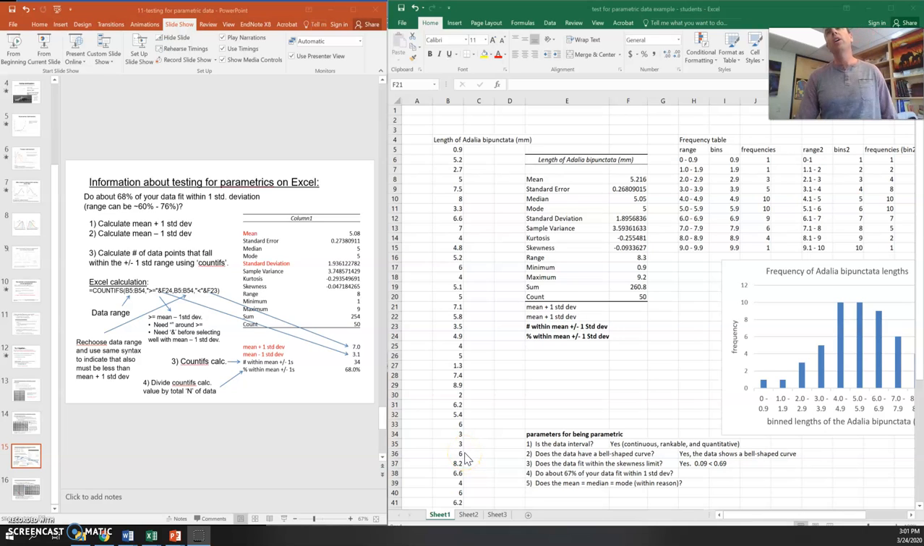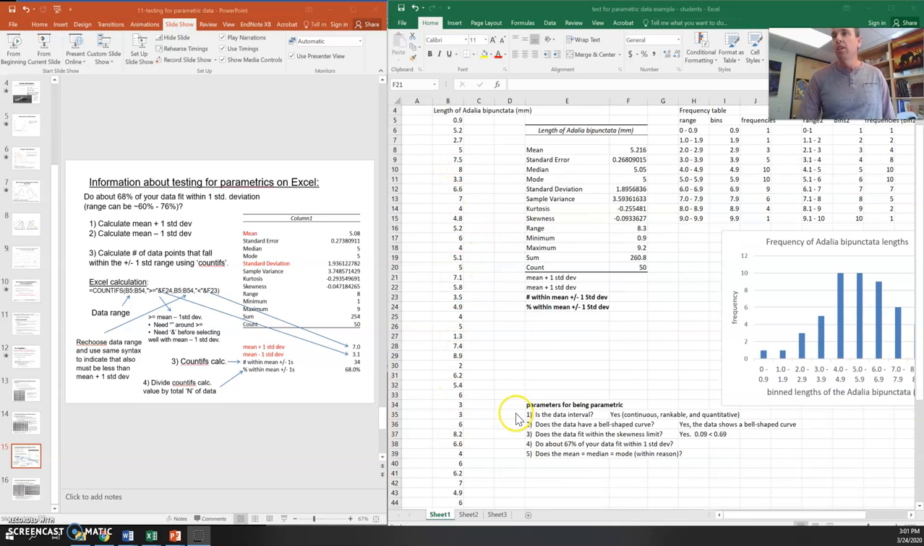So here we are again, working with the data to determine if our data here is parametric or not. Just a reminder, I've moved these down a little bit to get them out of our way, but we already know the data is interval. We've confirmed that the data fits within the skewness limit, and that the data has a relatively decent bell-shaped curve. So I have all that information here from previous videos.